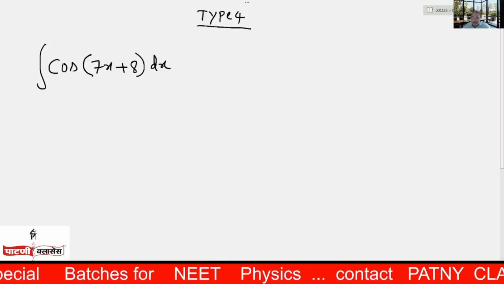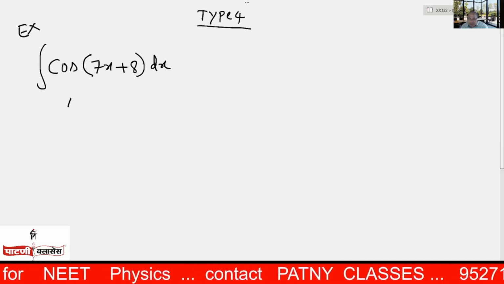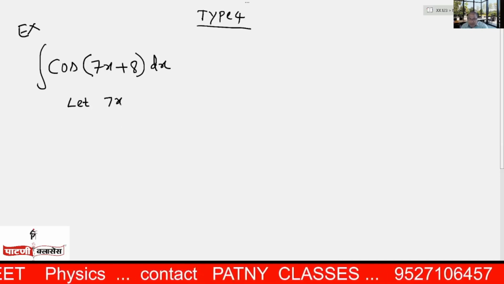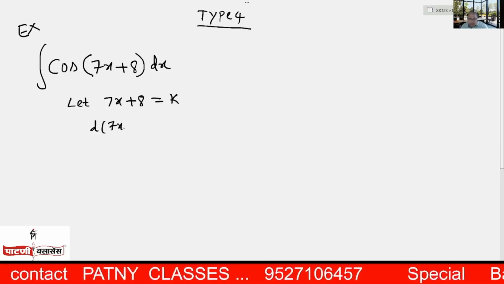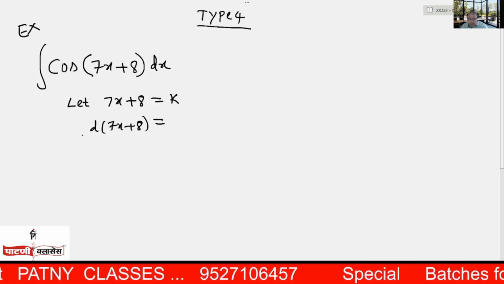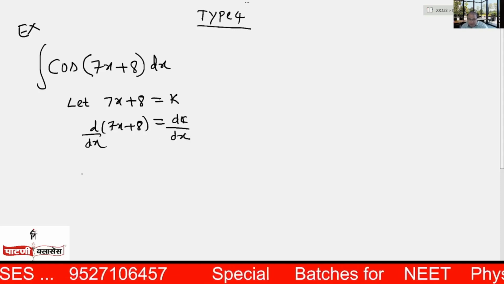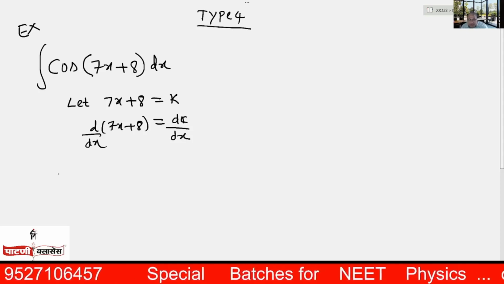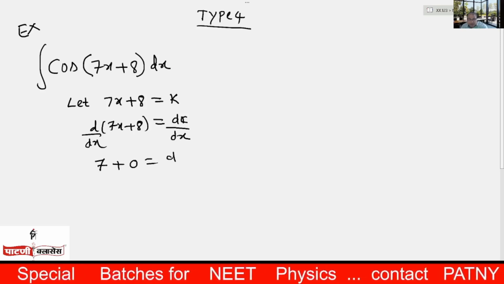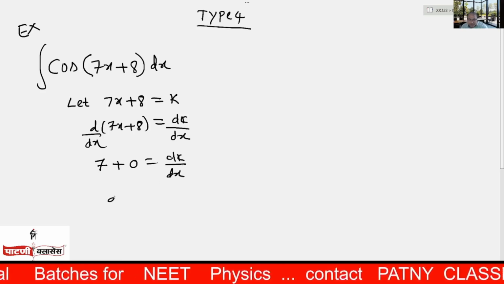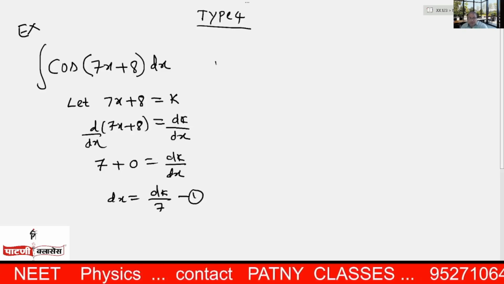I am having another example: cos of 7x plus 8. The steps are similar to the previous problem. 7x plus 8 equals k. Differentiating both sides, because we have gone for substitution. As soon as we go for substitution we must go for differentiation. So it is a change of variable method. 7 plus 0 equals dk by dx. We get dx equivalent to dk upon 7, expression number 1.